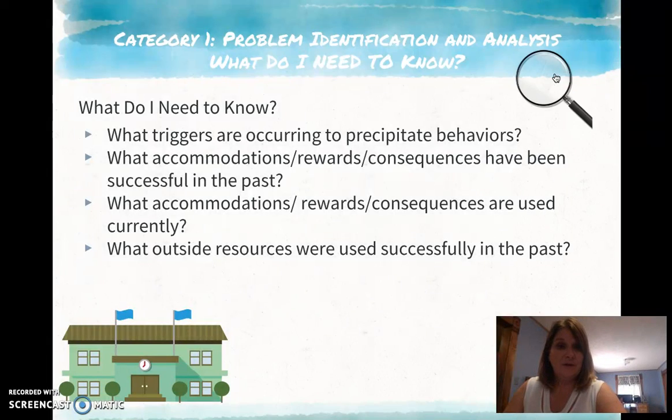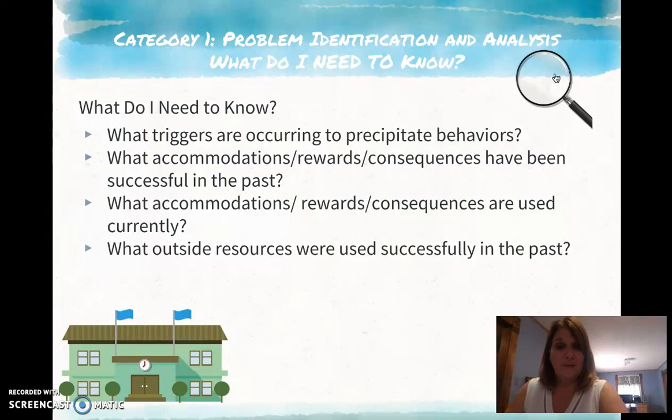What do I need to know? I need to know what triggers are occurring to precipitate it. Supposedly the behaviors are coming out of the blue with no provocation. I need to know what accommodations or rewards or consequences have been successful in the past. That might give us a good place to start. I need to know what accommodations or rewards or consequences are used currently.